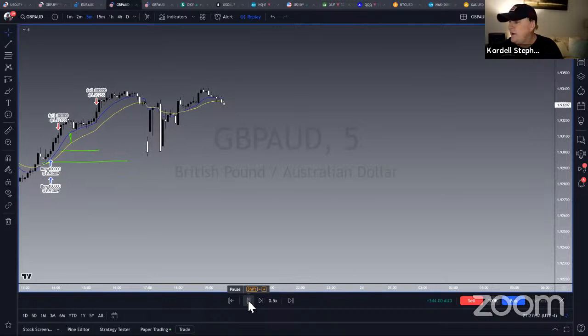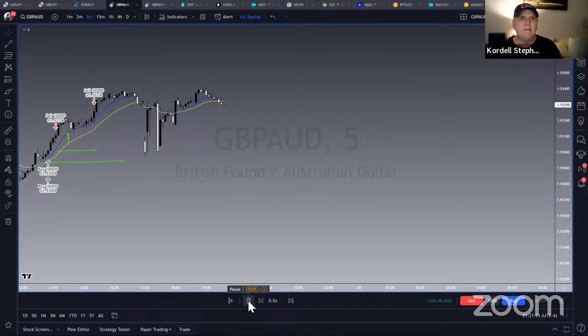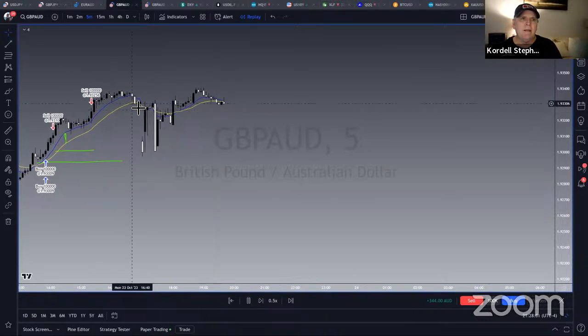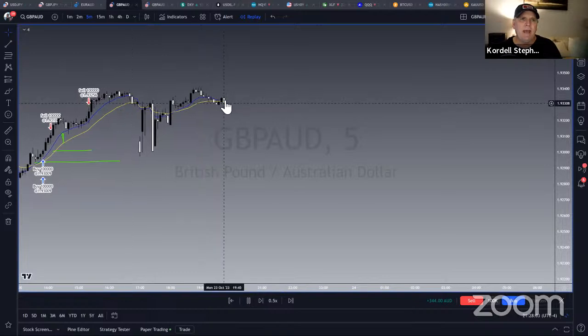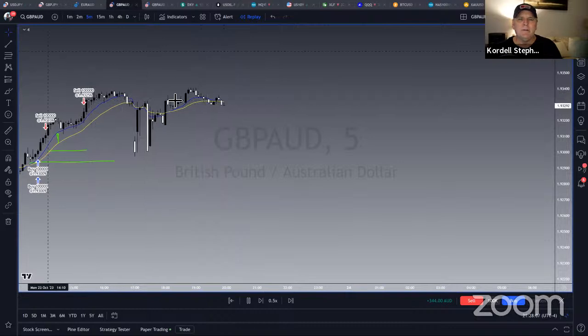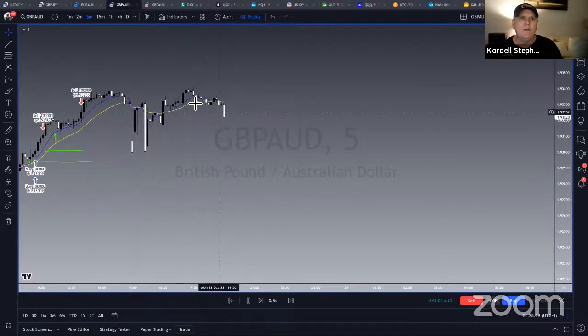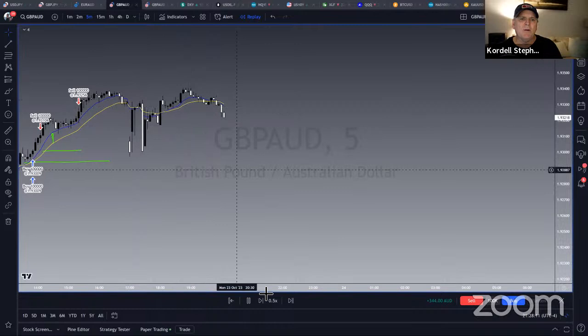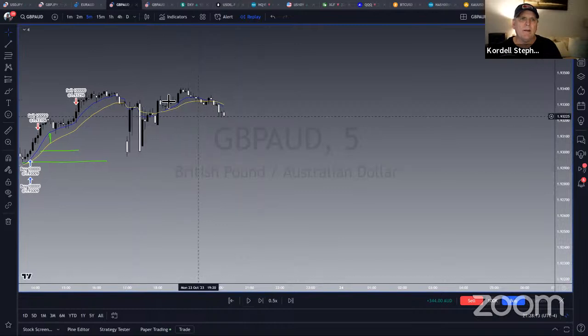What we're doing here now is we're looking at, again, the 10 and the 20 EMA, and we're looking at crossovers to be able to do trades on. Now, what's very important on a crossover, let me just pause this here for a second. So you see this crossover happening right here.